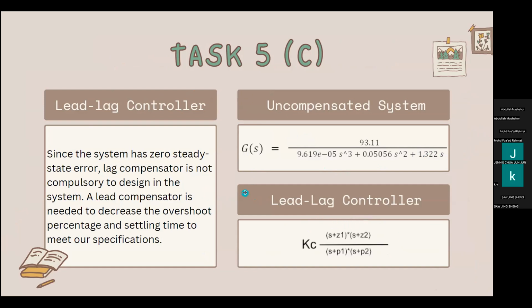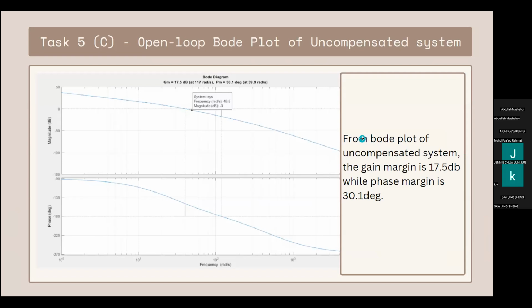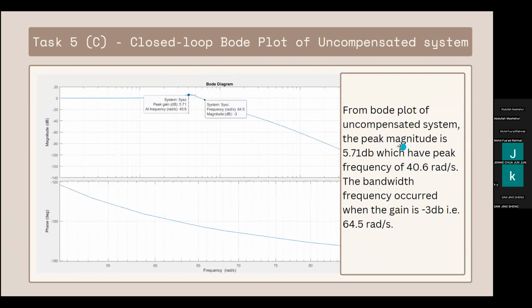Since the system is already type 1, there is zero steady state error, so I just need to design a lead compensator. From the bode plot, the original gain margin is around 17.5, the original phase margin is around 30.1 degrees, and the original peak magnitude is 5.71 and occurs at the peak frequency of 40.6 radians per second, with a bandwidth frequency of 64.5 radians per second.